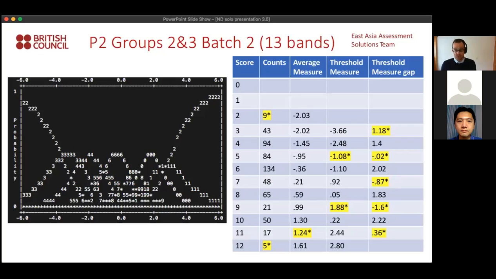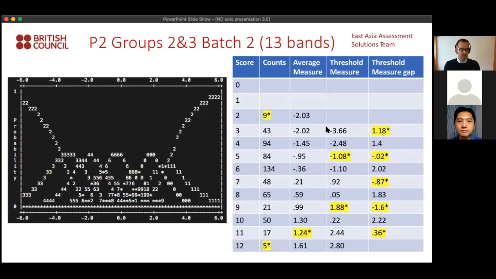In terms of threshold measures, I think this is the most interesting data that I found in my analysis. Again, we can see that not all of the threshold measures are in number order. But more importantly, if we look at the threshold measure gap, we can see that the bands alternate between being inside and outside of the suggested thresholds. This suggests that either the rich descriptors or the intermediate bands are not functioning properly. This would be a very interesting line of further research.